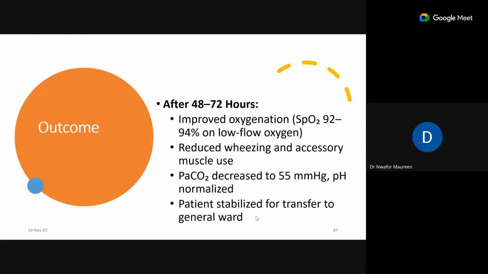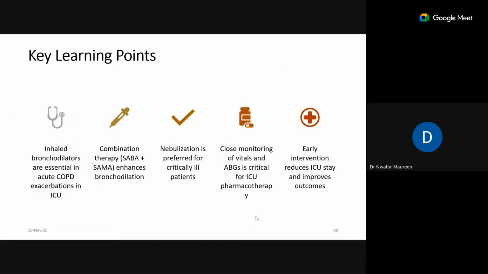This is the outcome for this patient after 48 hours. He was found to have improved oxygenation. SpO2 improved to 92 to 94% on low flow oxygen. There was reduced wheezing and accessory muscle use. PCO2 decreased to 55 mmHg, pH normalized, the patient stabilized and was transferred to the general ward.